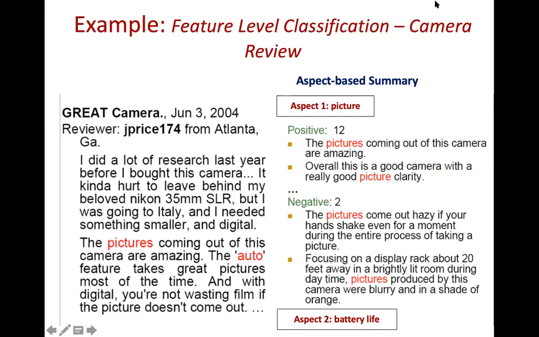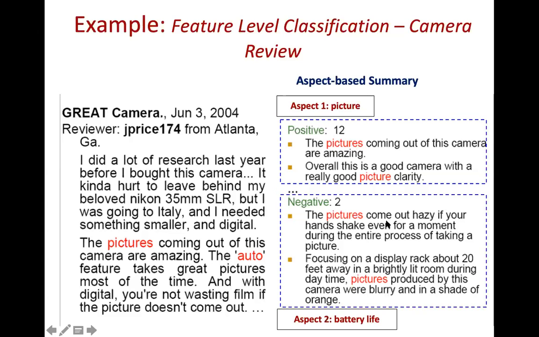Another example could be focusing on a daily rag about 20 feet away in a brightly lit room during the day. Pictures produced by this camera were blurry and its shade of orange, right? Shade of orange is not good, but we need to have the knowledge to know that shades are generally not good. And also blurry is a neutral word, but we want to know that for the camera domain it is actually considered to be negative.